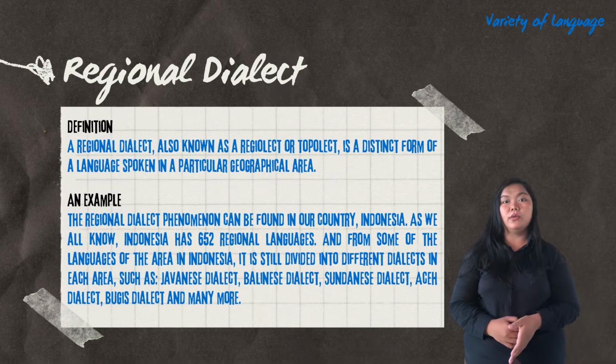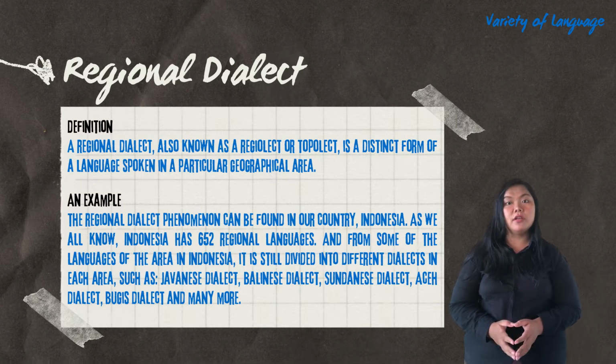A regional dialect, also known as a regiolect or topolect, is a distinct form of language spoken in a particular geographical area. An example of the regional dialect phenomenon can be found in our country, Indonesia. As we all know, Indonesia has 652 regional languages, and some of the languages of the area in Indonesia are still divided into different dialects in each area, such as Javanese dialect, Balinese dialect, Sundanese dialect, Aceh dialect, Bugis dialect, and many more.